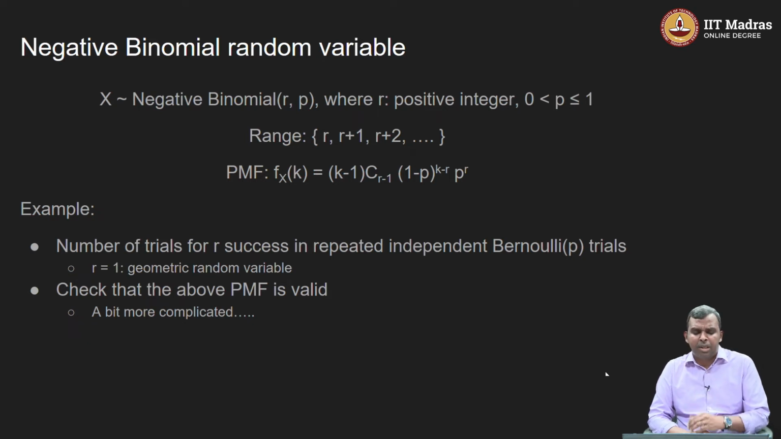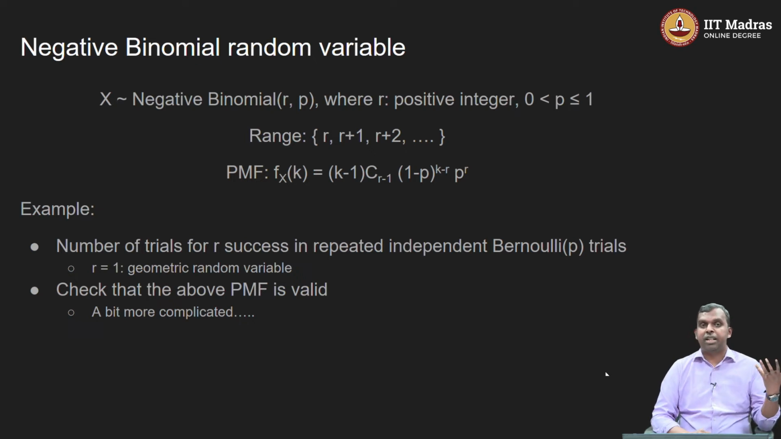Okay, so this may not be immediately apparent to you. The trick is to look at the case when r is 1. Okay, so it turns out when r is 1, this becomes a geometric random variable. You can go back and see that if r is 1, the range is 1, 2, 3, etc. And if r is 1, the combination goes to 1 because you have (k minus 1 choose 0), times (1 minus p) to the power k minus 1, times p, right. So that's exactly the geometric distribution for r equal to 1. Okay, so it turns out the negative binomial is a generalization of the geometric distribution.